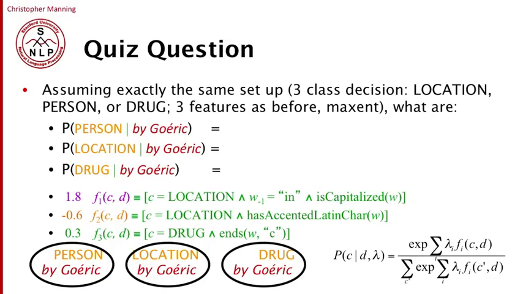Here's a quiz question for you guys to work through. So we're still in the situation that we're wanting to choose some class for the final word, which is now Guric, and our choice of classes are the same classes as before: person, location, or drug. And we have exactly the same three features that we've been using throughout these examples. And so what we'd like you to do is just concretely work through what the probabilities that are assigned to each of the three classes this time.